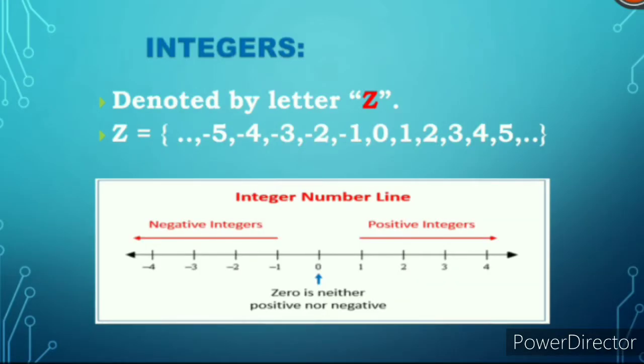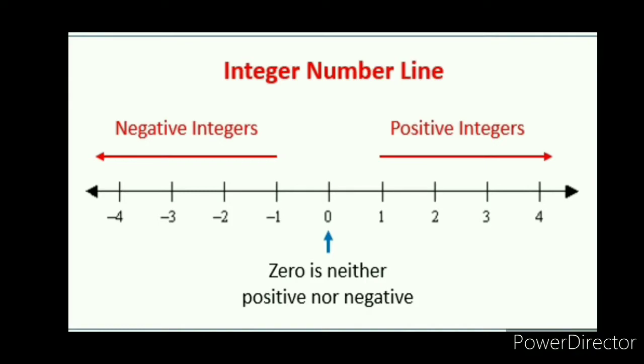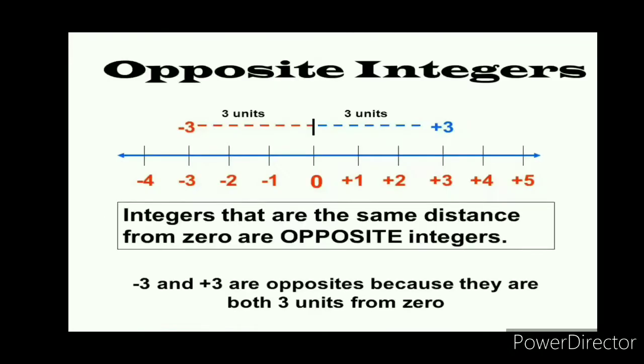Copy this also. Look clearly at this number line, children. See, on the right side of 0 we have positive integers. On its left we have negative integers. The middle is 0. That 0 is neither positive nor negative. That is, 0 is a signless number.